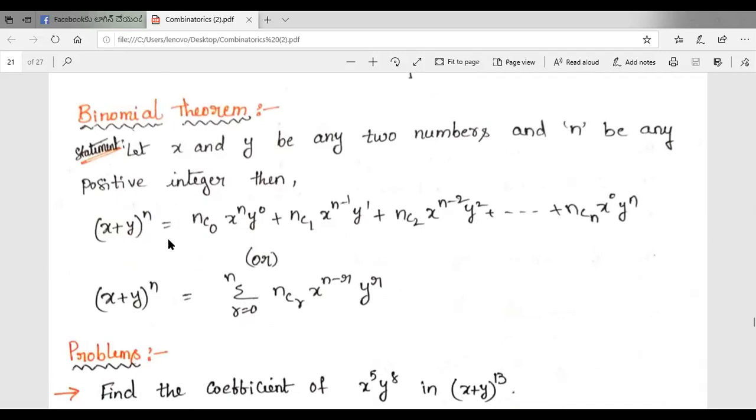So x plus y whole power n expansion is nC0 x power n y power 0 plus nC1 x power n minus 1 y1 plus nC2 x power n minus 2 y square plus and so on plus nCn x power 0 y power n, or the summation can be expressed in the term of summation r is equal to 0 to n nCr x power n minus r y power r. This is the binomial theorem statement. So x plus y whole power n is equal to summation r is equal to 0 to n nCr x power n minus r y power r. Okay.